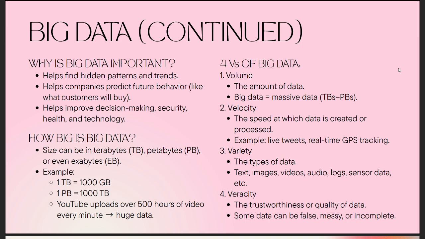The features of big data are also known as the four V's of big data. The first is volume, the amount of big data. Big data has a huge amount of size. The second V is velocity, the speed at which data is created or processed. For example, live tweets, real time GPS tracking. So the speed is very fast.